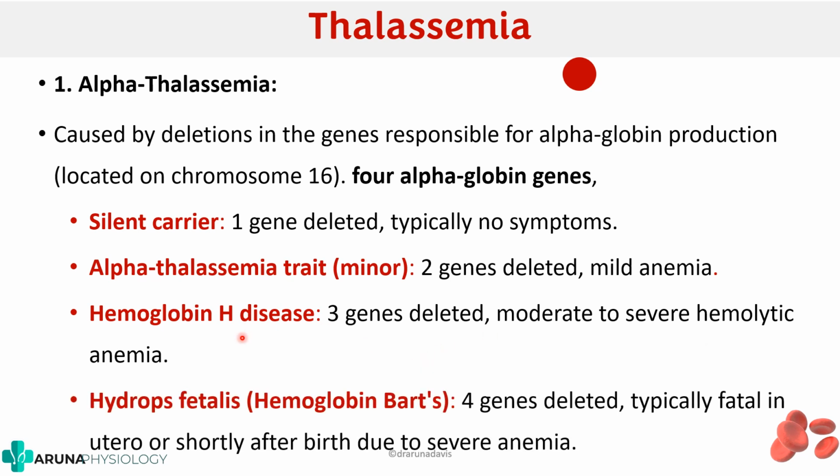And finally, all 4 alpha genes are deleted, which means they might have only 4 gamma chains because it occurs in the fetal period. So that is called hydrops fetalis or hemoglobin Barts. In this, the 4 genes are deleted and it is typically fatal, so the fetus will die in utero. Okay, because the oxygen carrying capacity is too low as all the 4 alpha genes are deleted. So based on severity, you can have a silent carrier, alpha thalassemia trait, hemoglobin H disease, and hydrops fetalis.